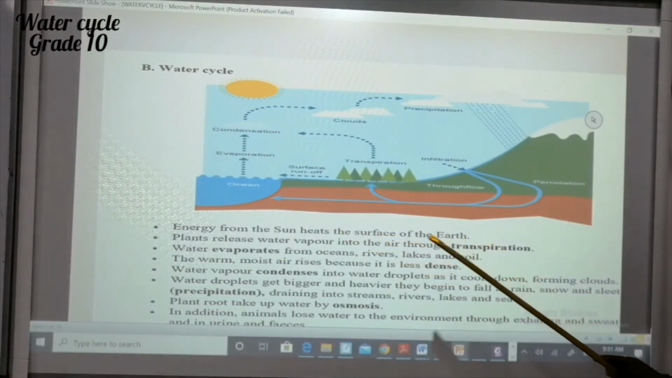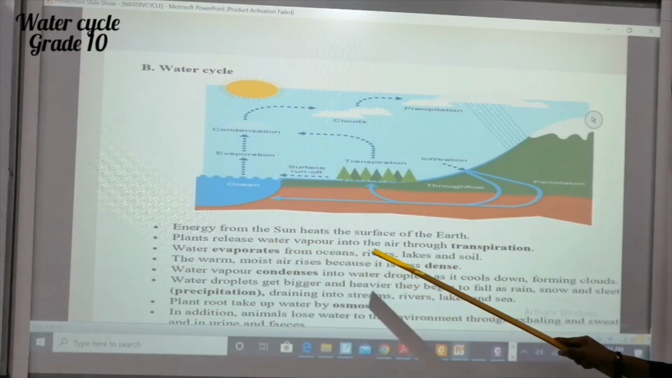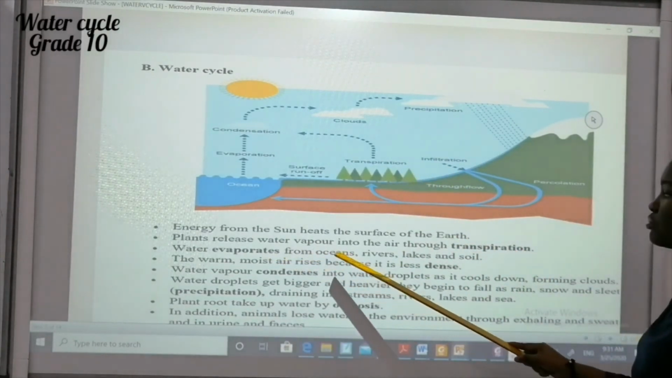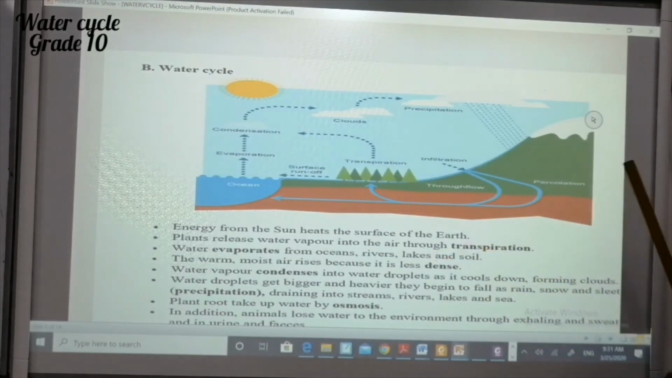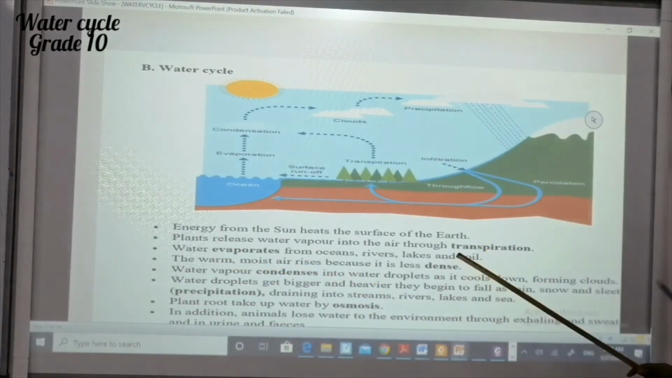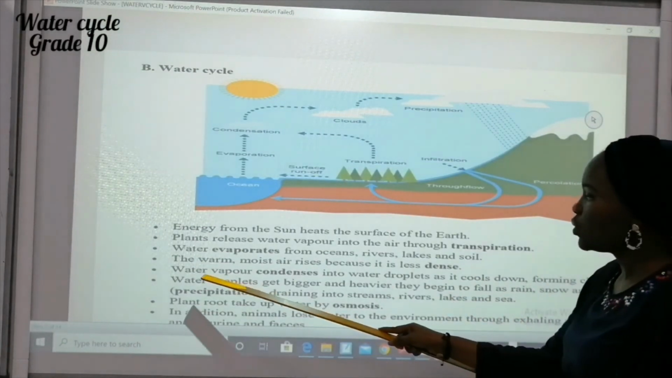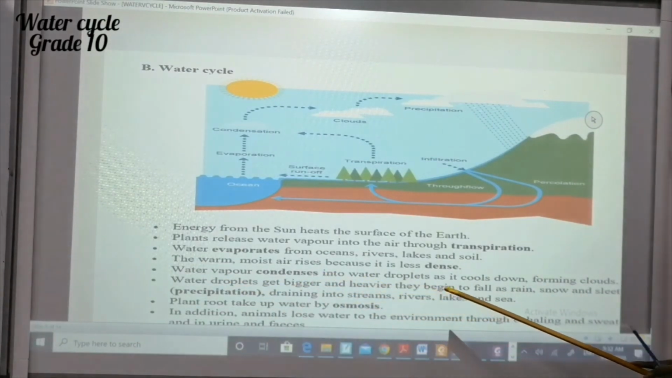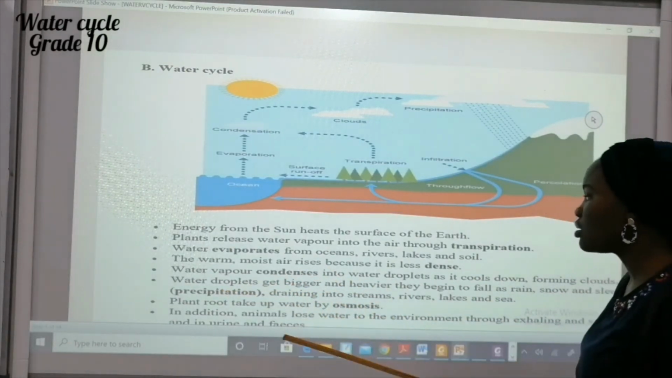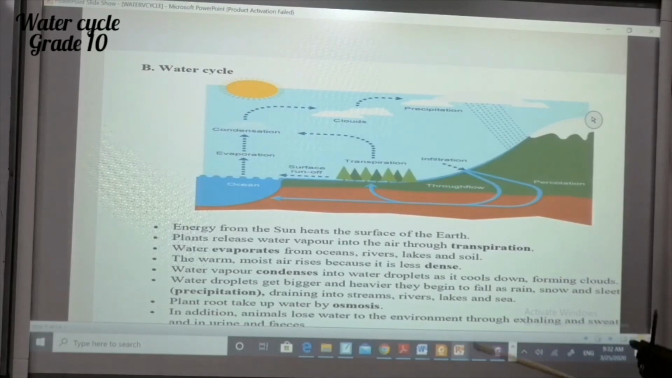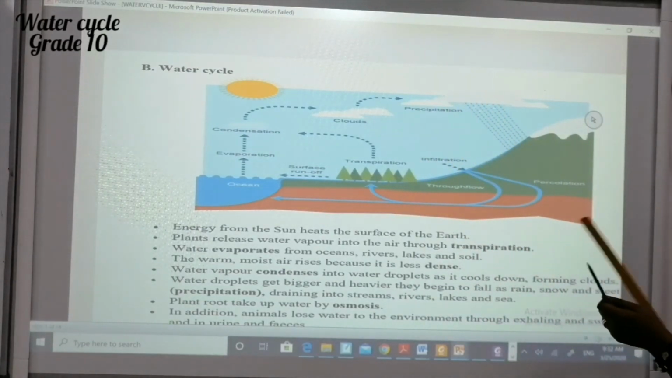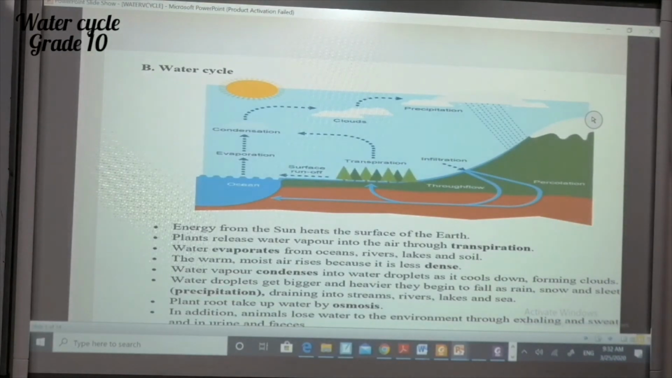Alright, so let's do a quick recap. Energy from the sun hits the surface of the earth. Plants release water vapor into the air through transpiration. Water evaporates from ocean, rivers, and lakes and soil. The warm, moist air rises because it's less dense, okay, so like water vapor. Water vapor condenses into water droplets as it cools down, forming clouds. The water droplet becomes bigger and heavier, and they begin to fall as rain. So when it becomes too big, then they start to fall as rain, as snow, as sleet.